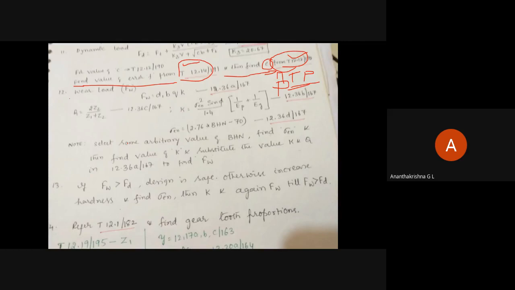And next, the gears are subjected to wear load. So we expect that the wear load should be less than dynamic load. Essentially, it is given by FW = D1 B Q K, where FW stands for wear load. D1 is given by M into Z1. B is face width. Q is another factor given by 2 Z2 by (Z1 plus Z2), and K we are going to find out from endurance strength.